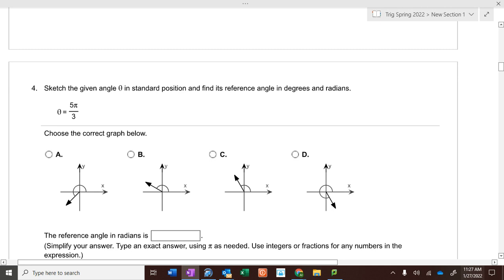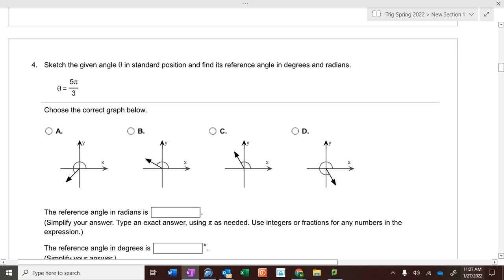5 pi over 3. Where is that on your unit circle? What quadrant? I've got a 3 and I've got a 4. Quadrant 4. It's this one right here. Okay? That's 5 pi over 3.